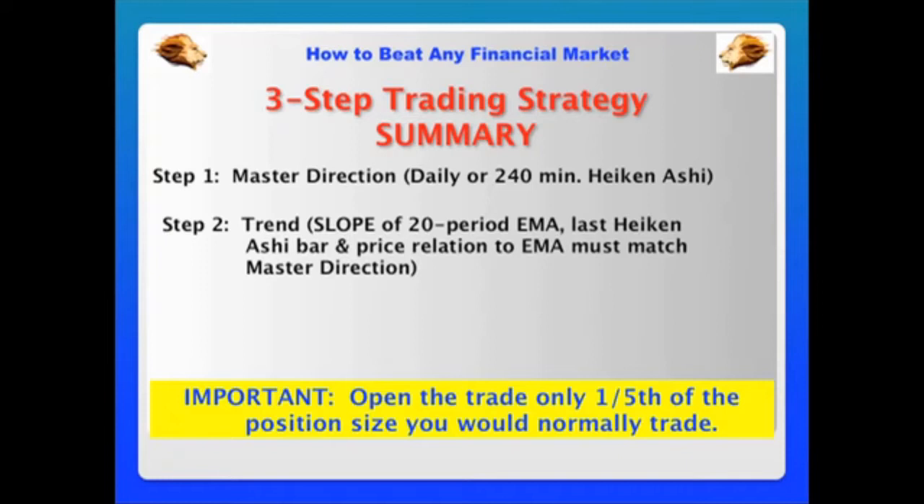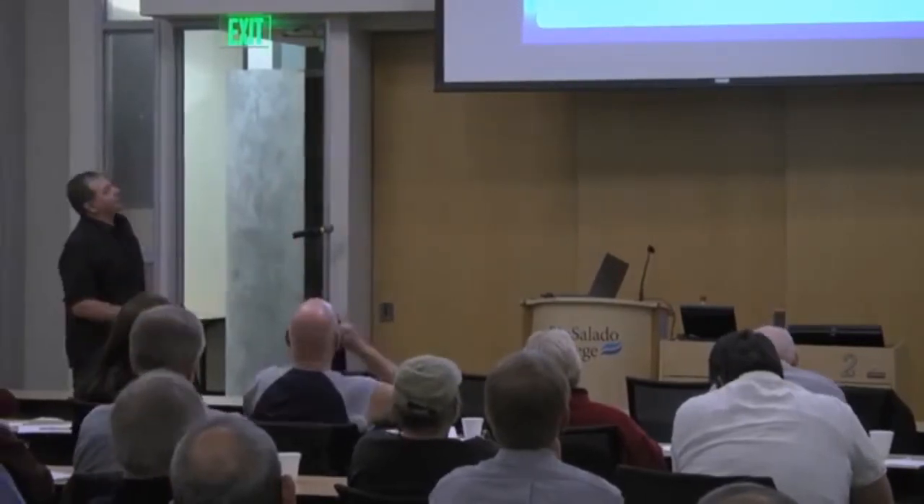Statistics of where we think the market's going to go. Then trend. Master direction and trend have to be in the same direction, up or down. So here's the thing. When the market opens and it's going down against my master direction, my strategy won't even allow me to get into a trade because they're not synchronized. They have to be going in the same direction. So this will prevent me from entering bad trades.